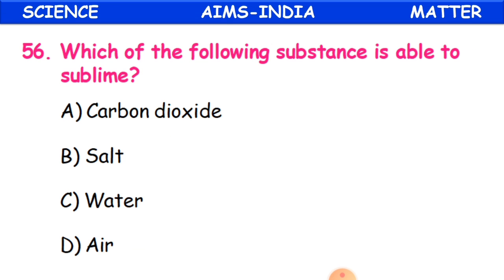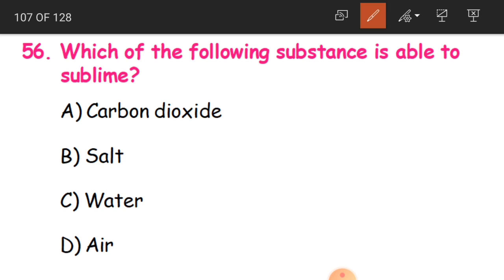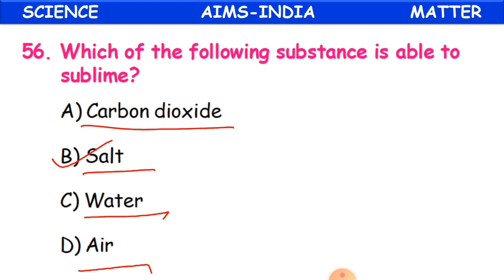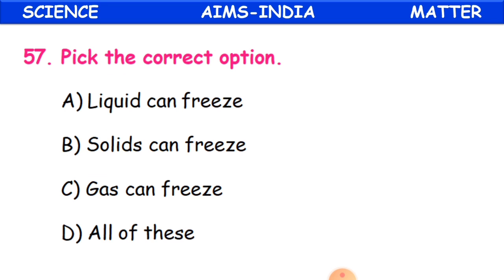Which of the following substances is able to sublime? In the sense, which is going to dissolve: carbon dioxide, salt, water or air? So which is going to dissolve, children? Salt. Okay, salt. So when you put salt in water, it is going to dissolve.